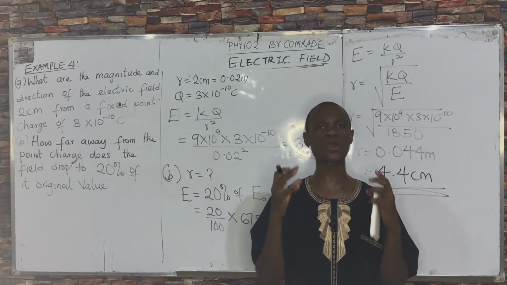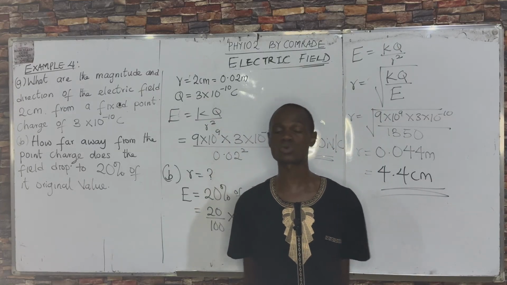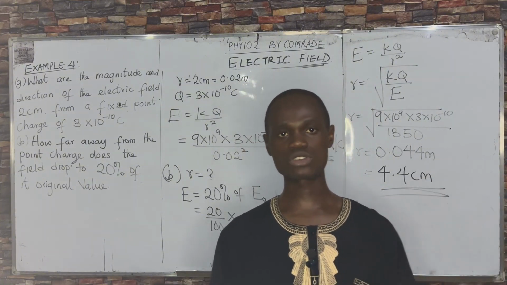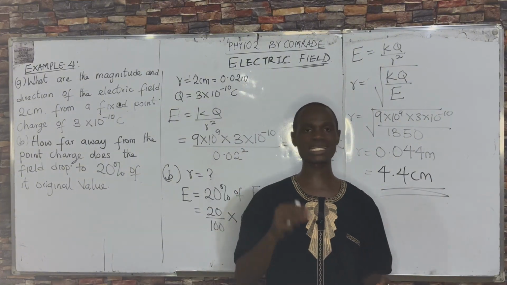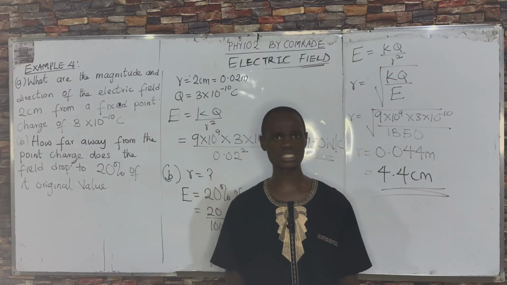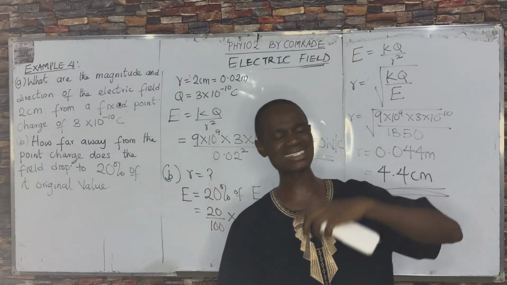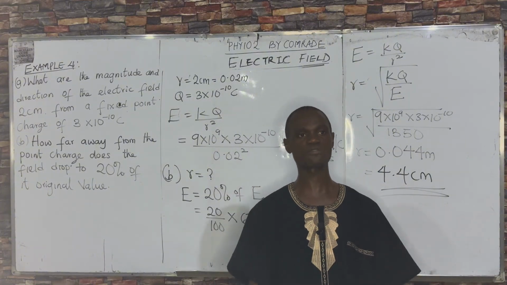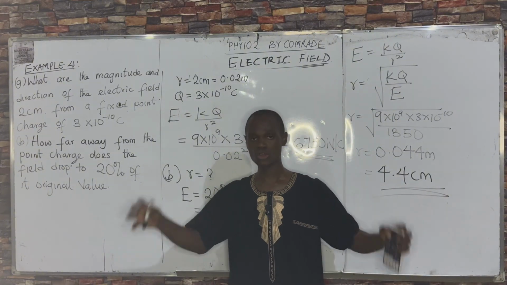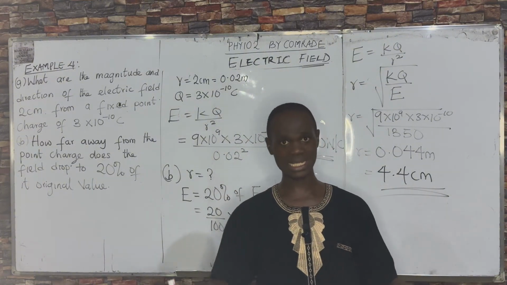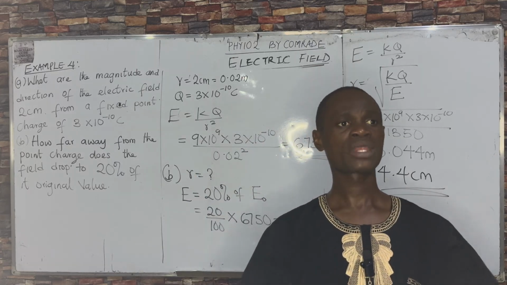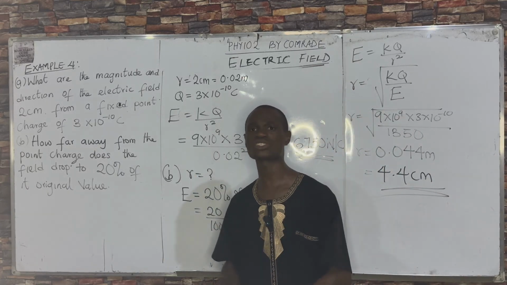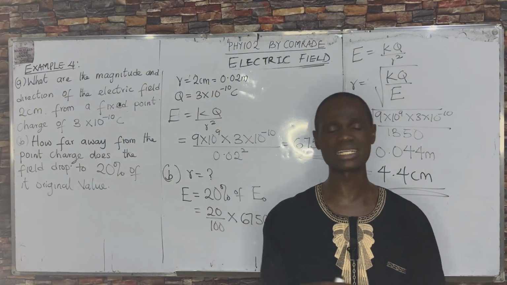You must also understand that lines of force are used to represent electric field, and lines of force have properties you must be familiar with. First, lines of force do not intersect. Second, the tangent at any point gives the direction of the field. Third, the density of the lines of force gives the strength of the electric field. The closer the lines, the stronger the field; the wider the lines, the weaker the field. Lines of force originate from the positive charge and terminate at the negative charge.